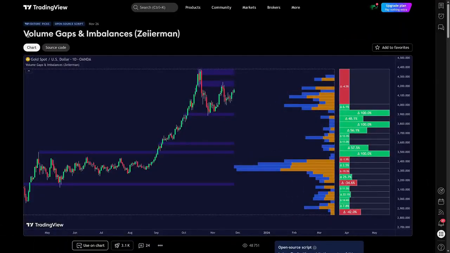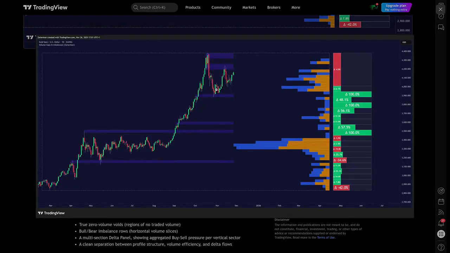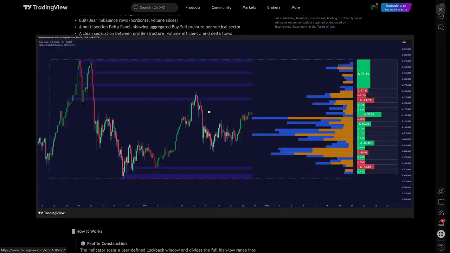Volume Gaps and Imbalances by Zierman identifies true 0 volume zones, plus it layers in bull and bear volume at every price row, and a delta sector panel that shows you exactly where buying or selling pressure actually accumulated. This is the order flow context that your FVG tool was never designed to give you.